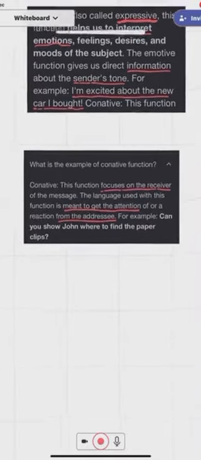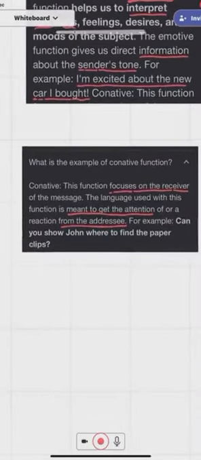And then there is the conative function. This function focuses on the receiver of the message. The language used with this function is meant to get the attention or the reaction of the addressee. So we are aiming to get some reaction from the addressee. Can you show John where to find the paper clips? That is the conative function of language. We're asking someone, referring to the addressee, to generate some response.